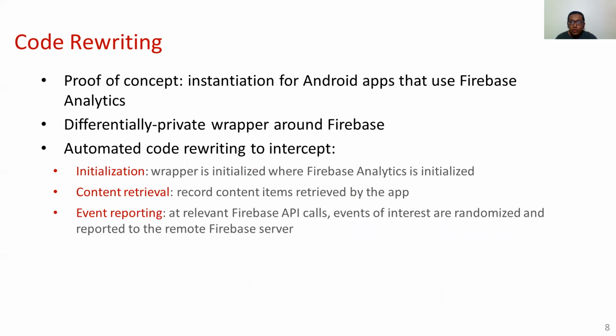To develop a proof of concept of this scheme, we created a differentially private wrapper around the Firebase Analytics library and added it into the application code through automated code rewriting. The wrapper is used to intercept three types of events. Initialization: the wrapper is initialized where Firebase Analytics is initialized. Content retrieval: the wrapper records the content items retrieved by the app. And event reporting: the places where Firebase reports the events of interest. The wrapper creates a randomized set of events and reports it instead.